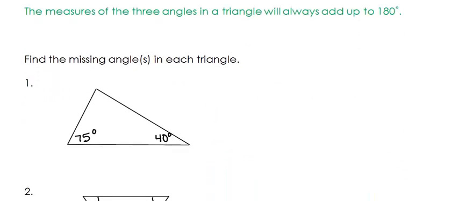On to the new stuff. Note the sentence in green at the top. The measures of the three angles in a triangle will always add up to 180 degrees. That's very important. You're going to need to know it for the entire year. So all three angles of a triangle have to add up to 180.